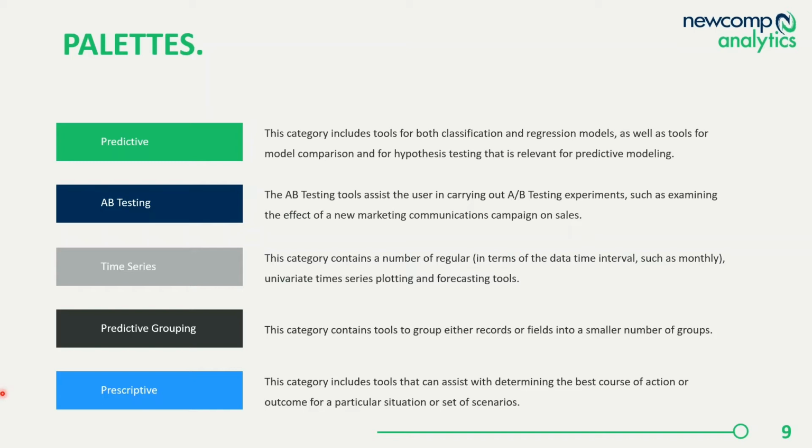In addition, we have predictive grouping. This category contains tools to group either records or fields into a smaller number of groups. Think of k-means clustering analysis. Common applications for grouping records together are to create customer segments based on purchasing patterns or to create a set of store groups. The ultimate objective of grouping in these two areas is to create a smaller number of groups that allows for customization of programs and activities in a way that's feasible from a business perspective.